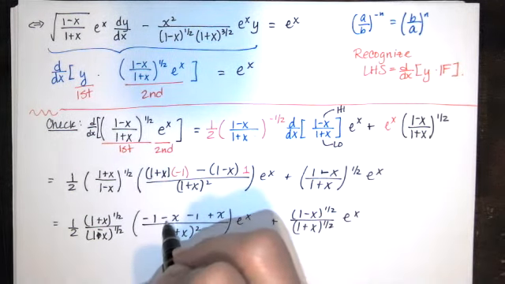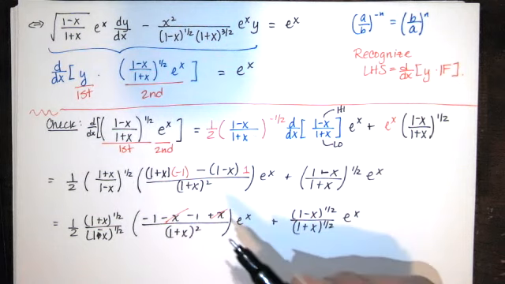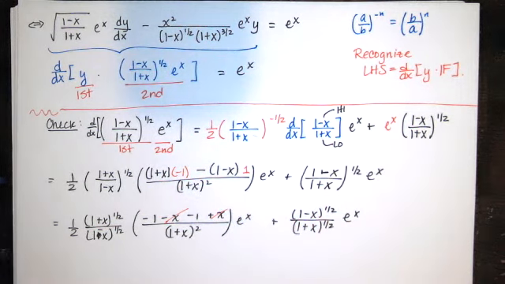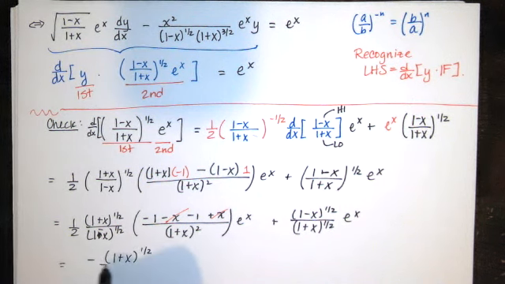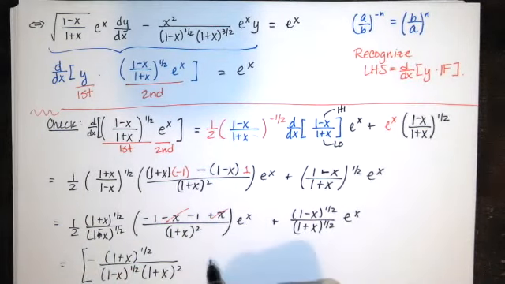Well, the x and the negative x reduce. And now you've got a -2 and a +2. So it's going to reduce to a -1. -2 divided by +2 is -1. So we'll have -1 times (1 plus x) to the 1/2 over (1 minus x) to the 1/2 times (1 plus x) to the 2nd power. And I'm going to factor out that e to the x.